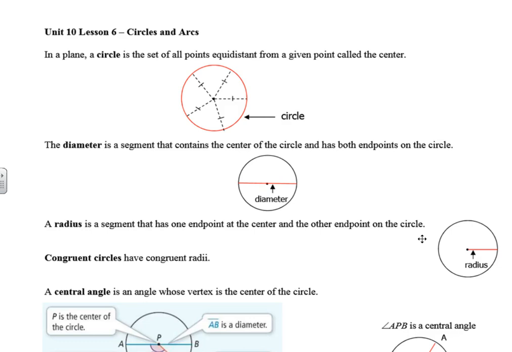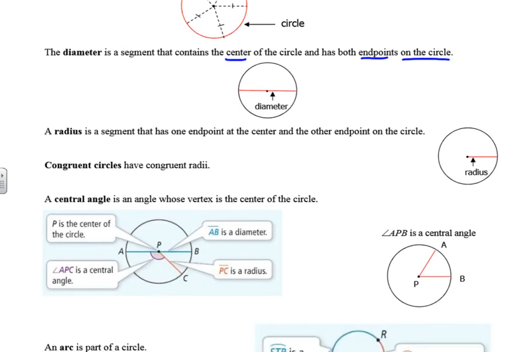So if we have a plane, a circle is the set of all points equidistant from a given point called the center, and that's what we call a circle. The diameter is the segment that contains the center of the circle and has both endpoints on the circle. So, a diameter contains the center and it has endpoints on the circle. That's something we should be familiar with.